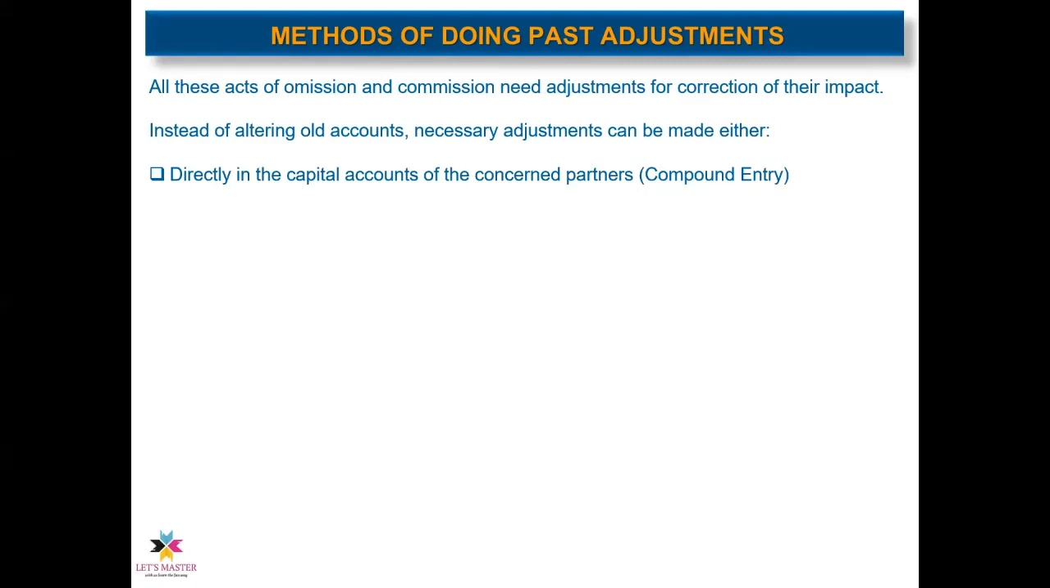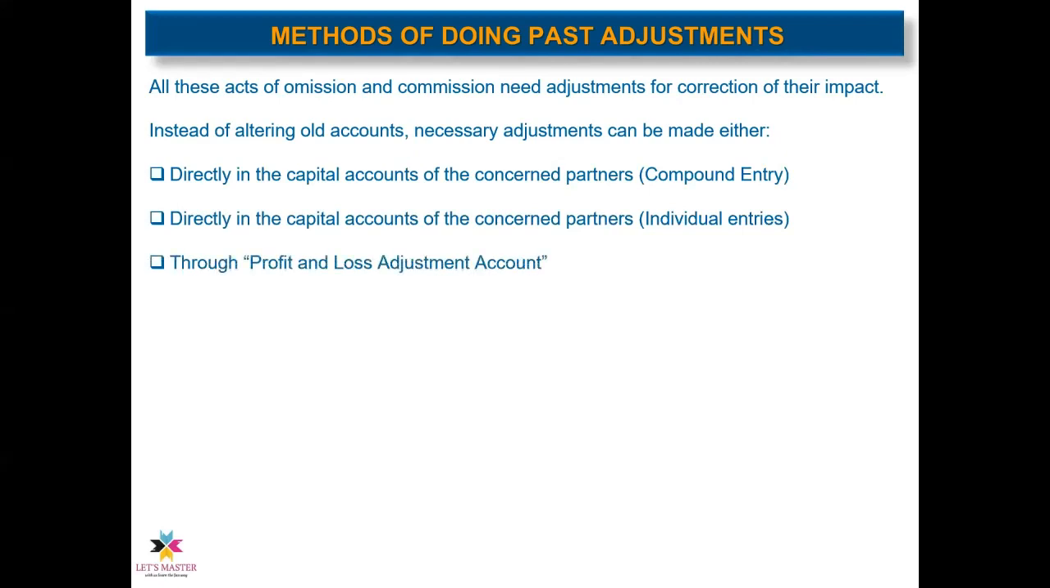So we can make the adjustment or correcting entries in the capital accounts of the concerned partners by passing a compound entry. And you know, when more than 2 accounts are involved in a journal entry, it is termed as a compound entry. The second option is directly in the capital accounts of concerned partners, passing individual entries or normal entries where only two accounts are involved in a particular journal entry. And the third method is through profit and loss adjustment account. So these are the three ways of making the past adjustments.